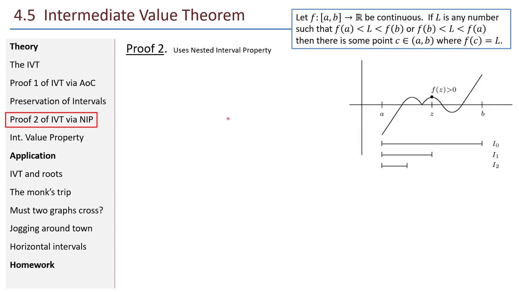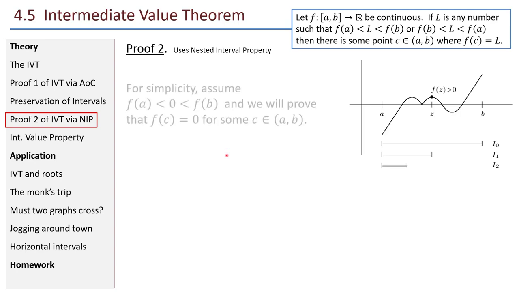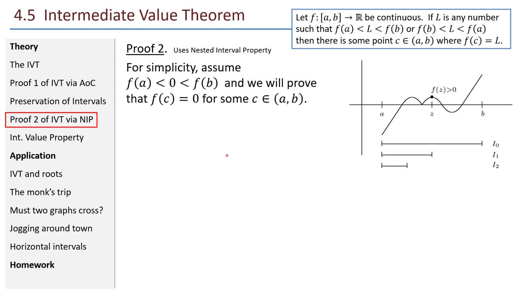Here's our second proof. And this one uses the nested interval property. Again, nested interval property, one of those foundational things we looked at the beginning of the course. And again, the same situation. For simplicity, let's assume that f of a is less than f of b, and there's 0 in between. And we'll prove that f of c equals 0 for some c between a and b.